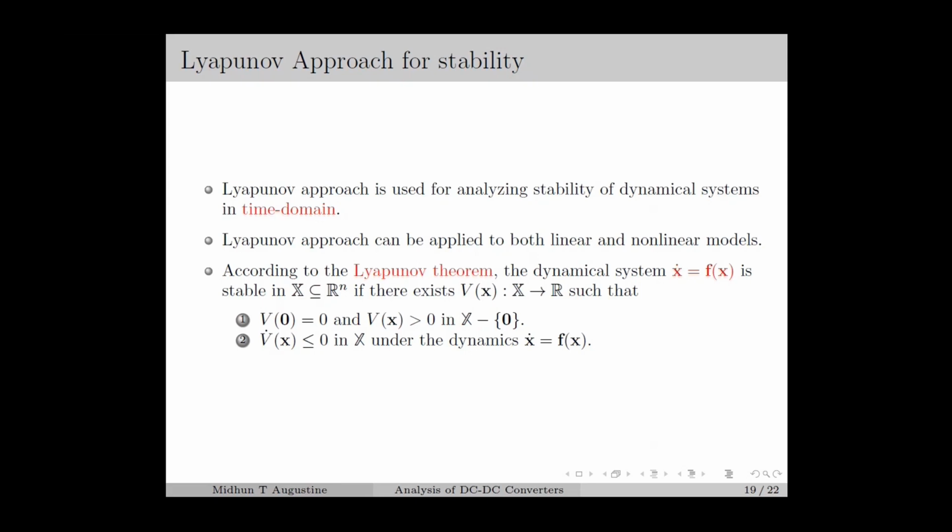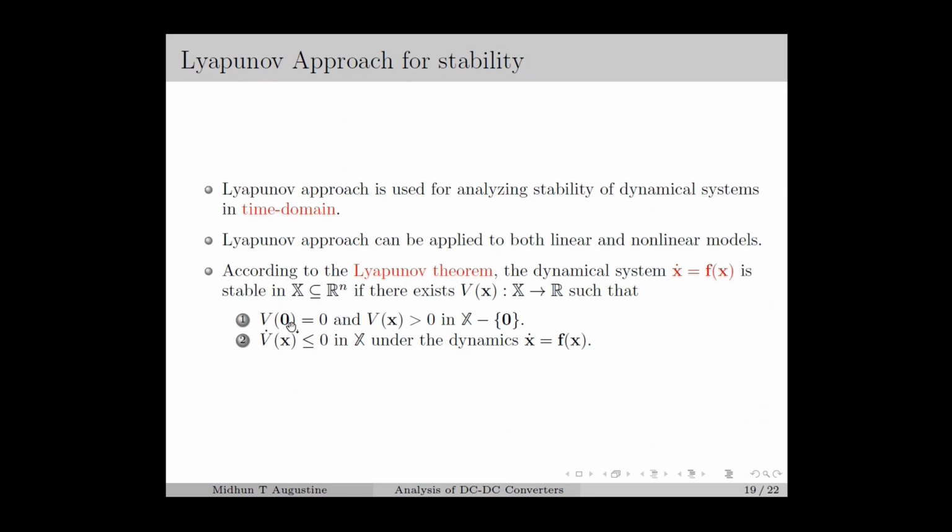There exist different definitions and approaches for stability. In this lecture series, we will be using the Lyapunov approach, which is mostly used for stability analysis of state space models. Now, as per the Lyapunov theorem, the dynamical system x dot equal to f of x is stable if there exists a positive definite function V of x such that its derivative V dot of x is negative definite. We consider the equilibrium point as origin, and in general, any non-zero equilibrium point can be shifted to origin by using a coordinate transformation.